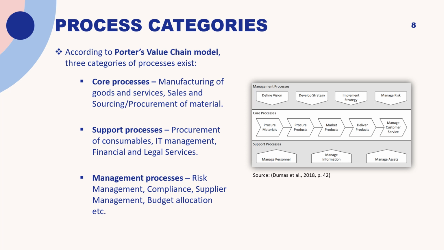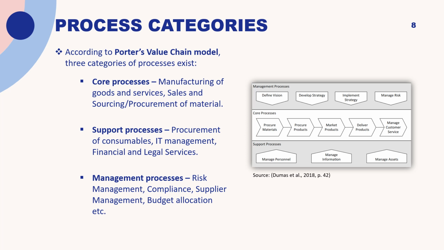According to Porter's value chain model, there are three categories of processes. The first being core processes. Core processes involve the manufacturing of goods and services, sales, as well as the sourcing and procurement of material. Core processes are also referred to as primary activities and essentially cover the processes that generate value for a company.